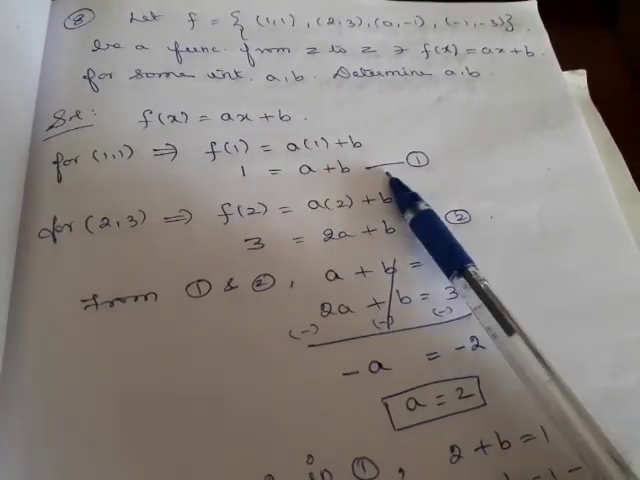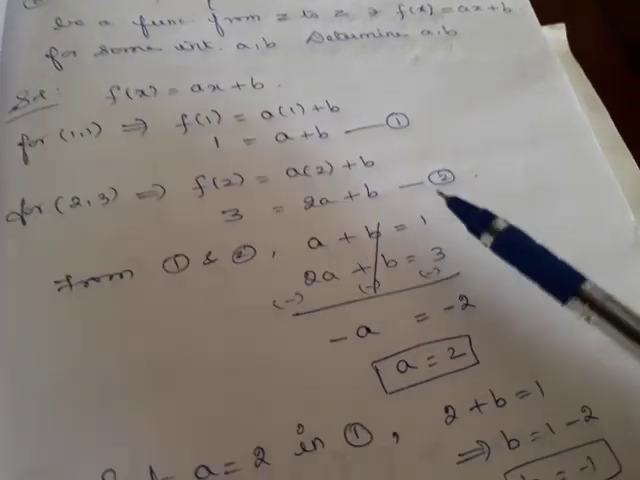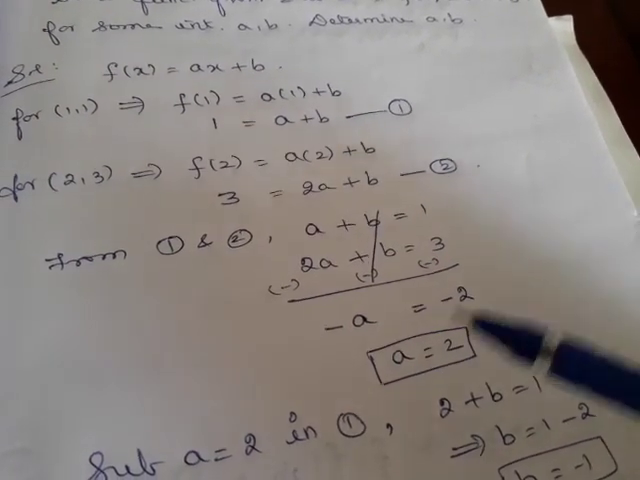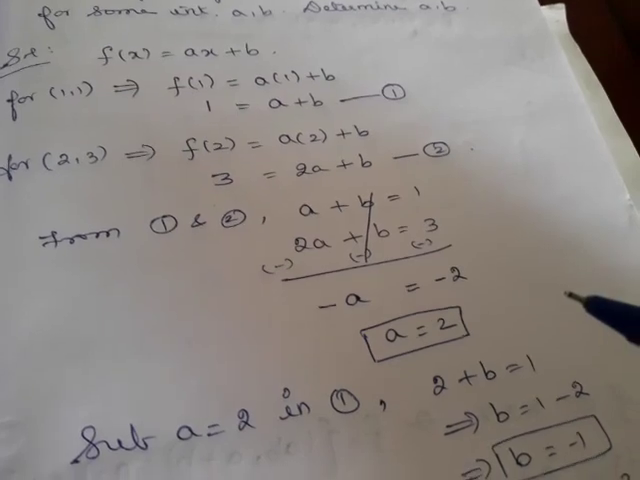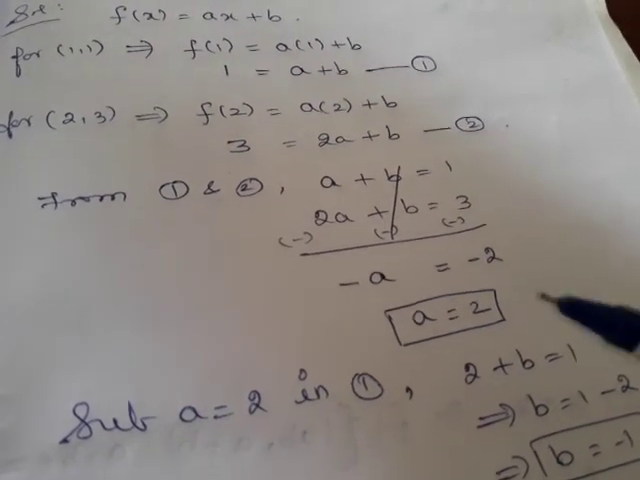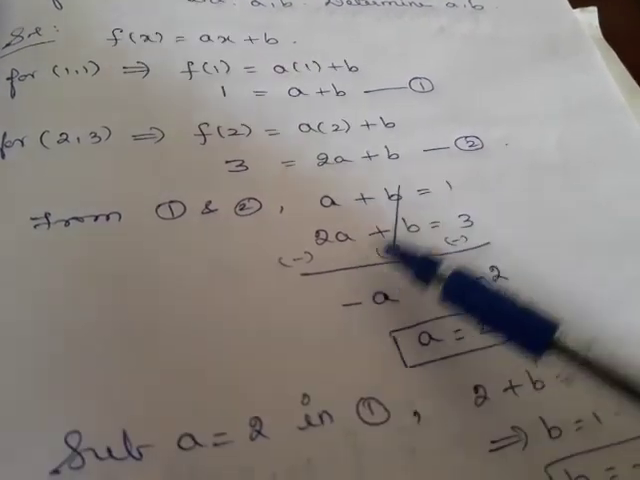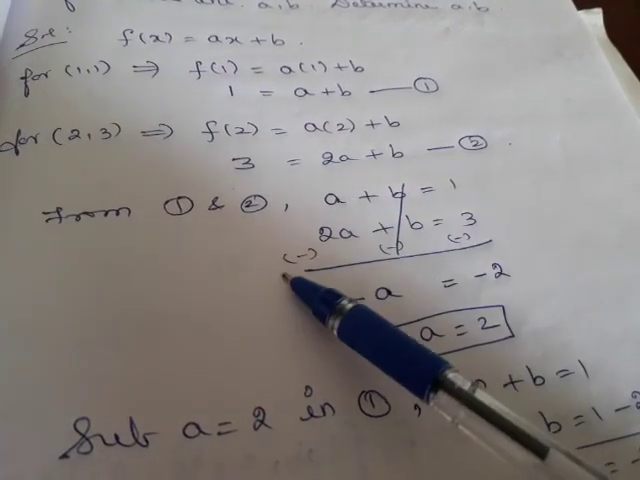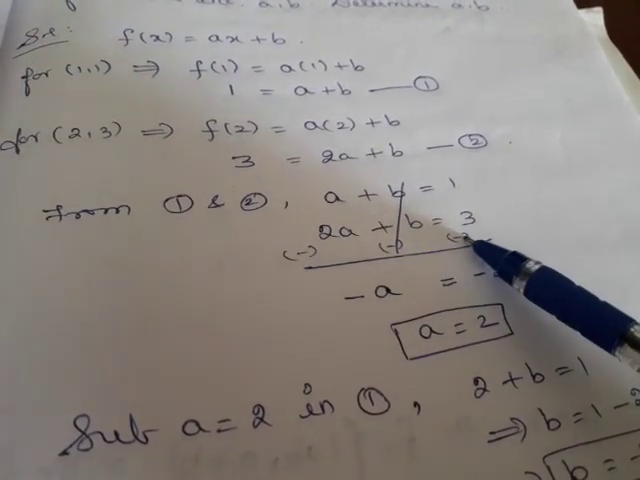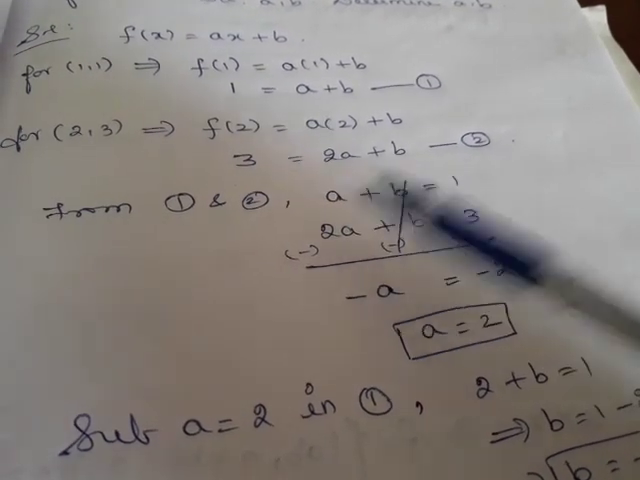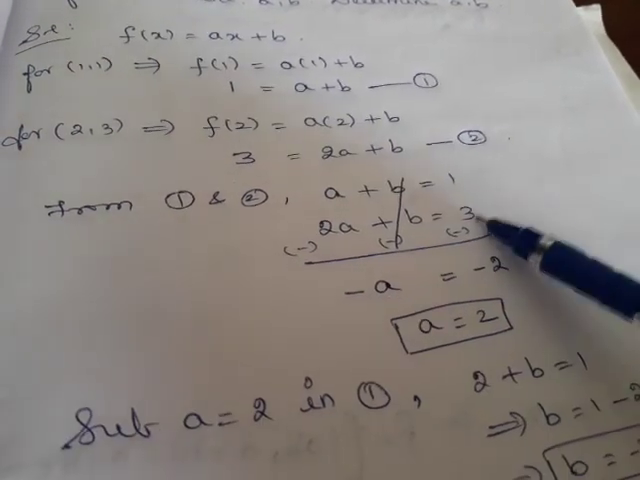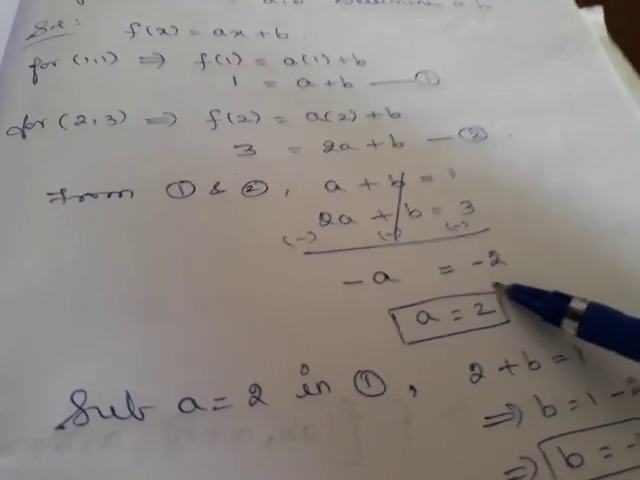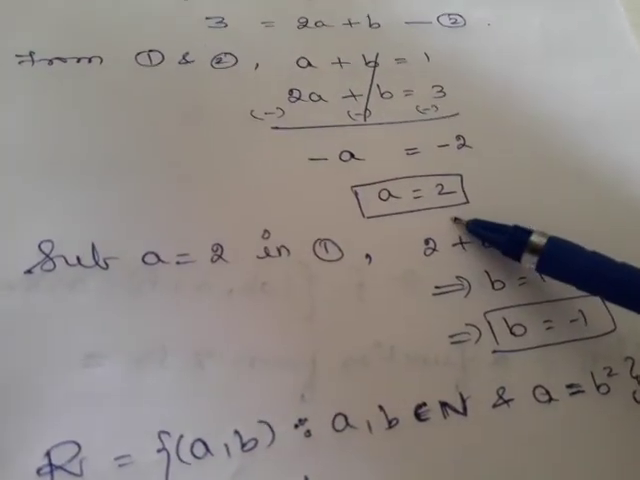Once you arrive at two equations in terms of a and b, you can very well solve and find out what is the value of a and what is the value of b by elimination method, right? See, a plus b equal to 1, 2a plus b equal to 3. So I subtracted both the equations by changing the sign of the second equation. So minus 2a plus a will become minus a, minus 3 plus 1 will become minus 2. So the value of a is 2.